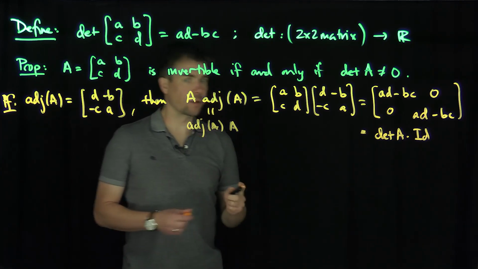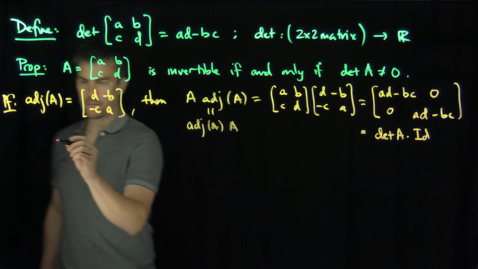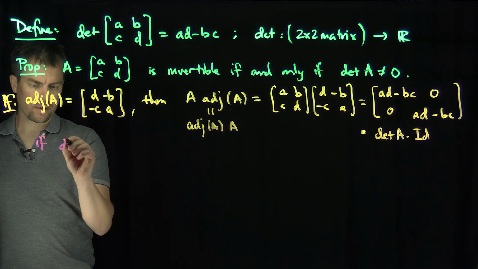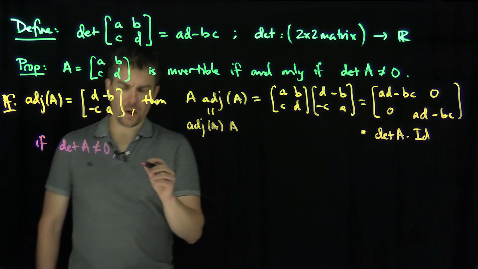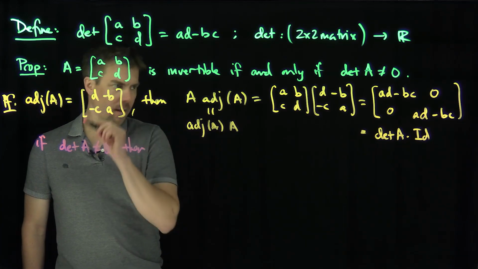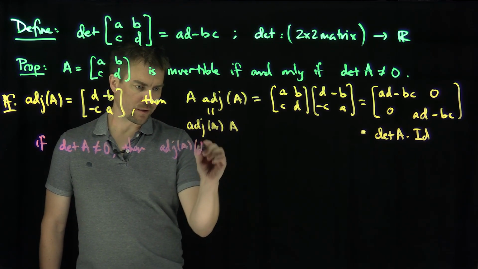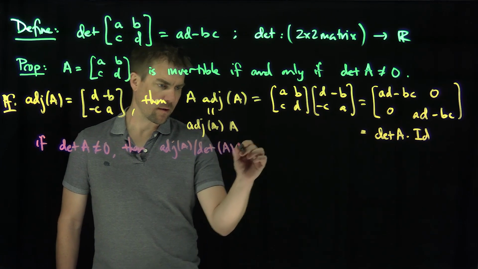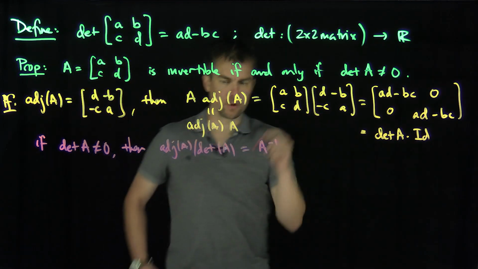And now, suppose that the determinant is not equal to 0. So if the determinant of A is not equal to 0, then what? Then adjugate of A over determinant of A is equal to A inverse. Great, by this formula over here.